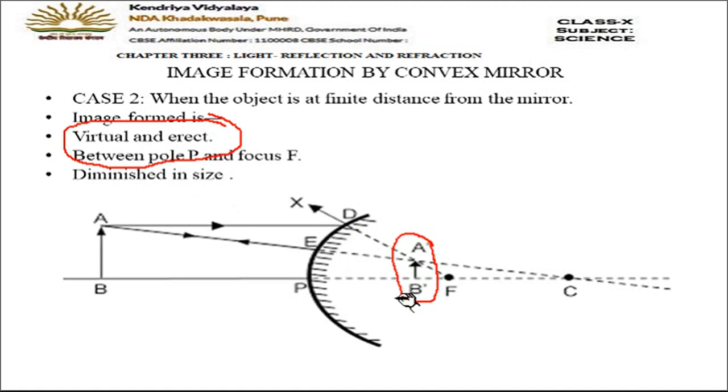Now what is the location? The location will be either at F, or between P and F, and the size will be diminished, meaning smaller than the size of the object. This is the object, you can see it is larger, and this is the image, you can see it is smaller in size. So the word used is diminished in size. So the position can be either at F or between P and F.